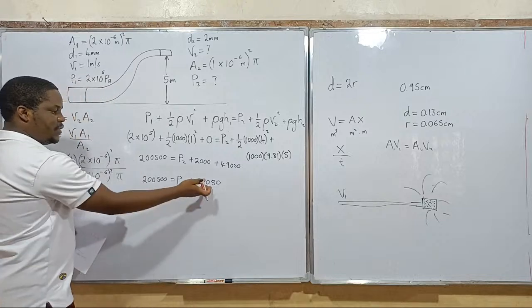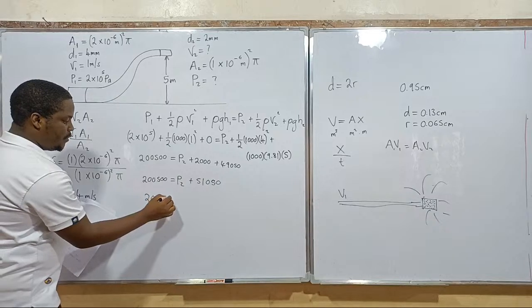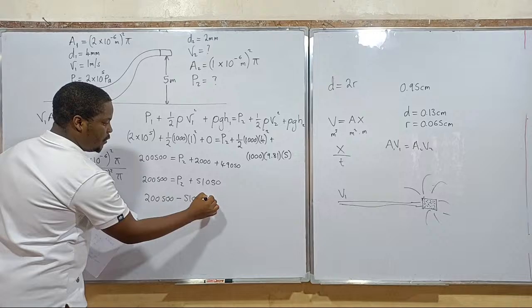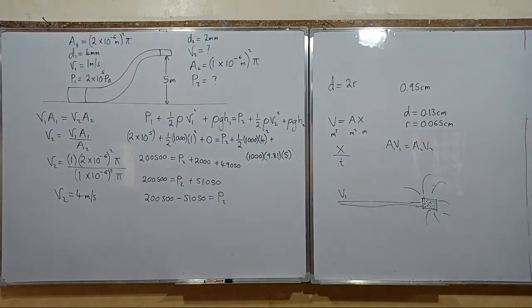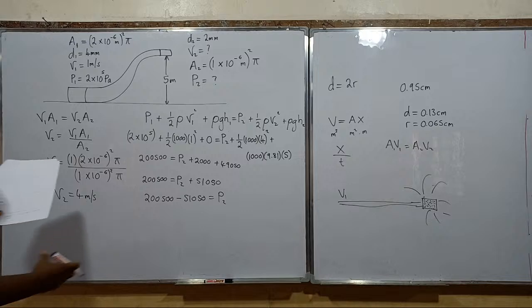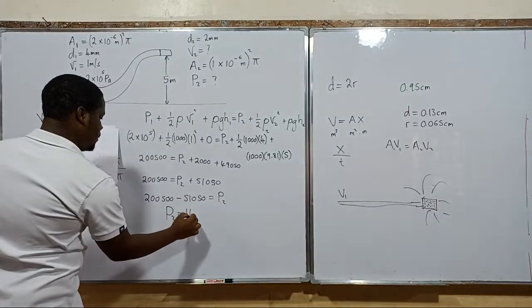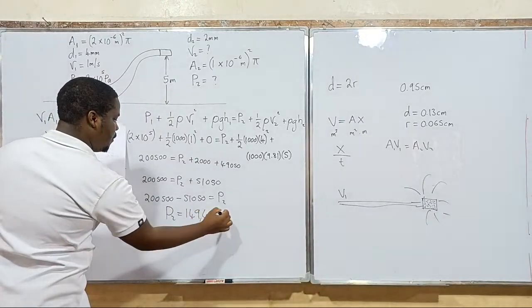So what next? This guy crosses the equal sign. So 200,500 minus 51,050 is equals to P2. So subtract these two. What do we get? So that's our answer. That's the pressure 2 we're looking for. So if my calculations are correct, should get something like this. 149? 450. Yes. Now these are pascals.